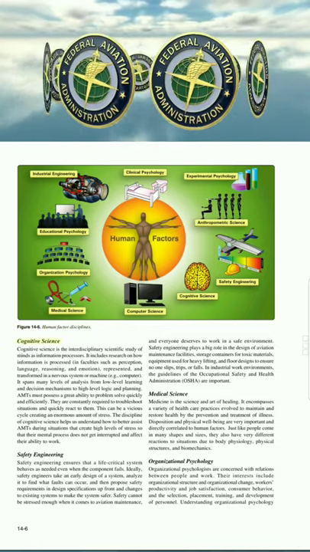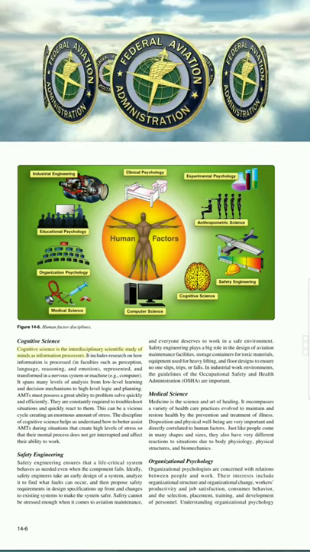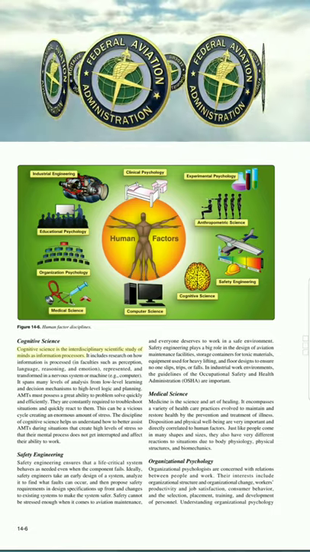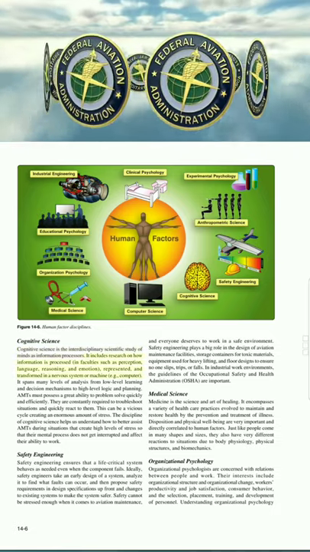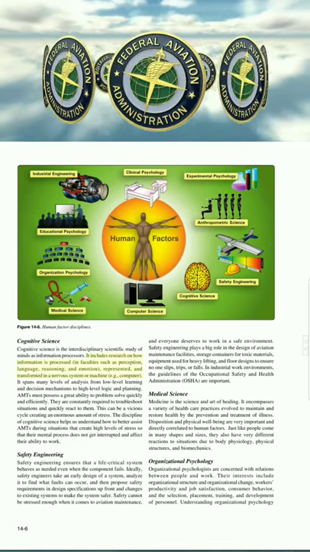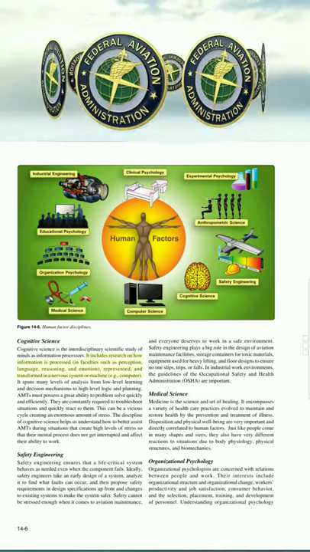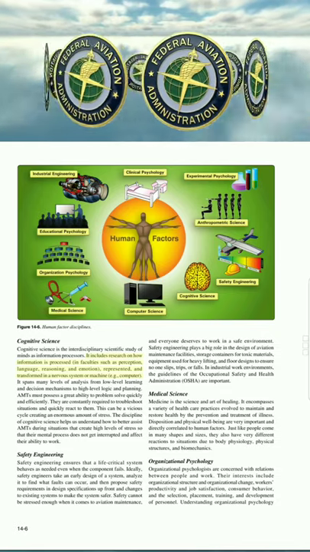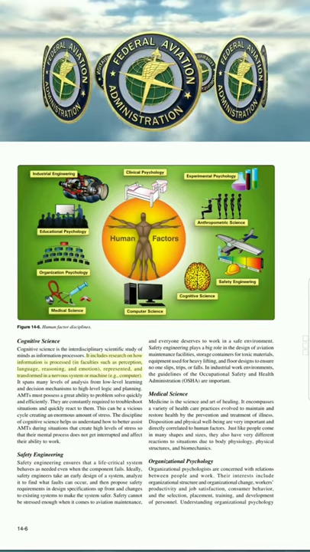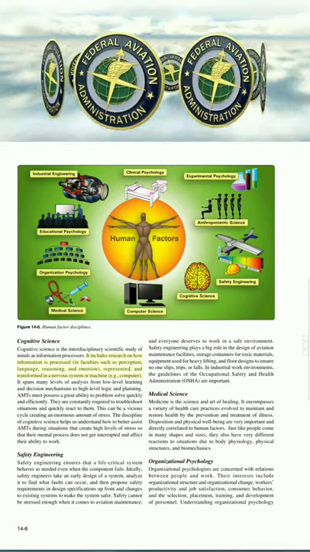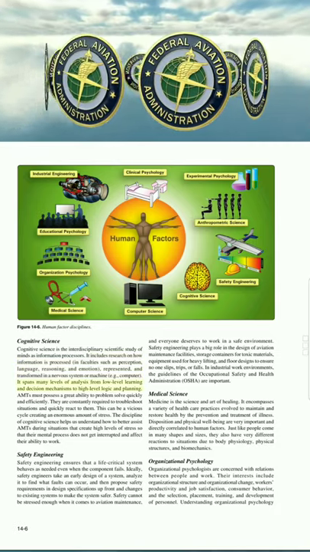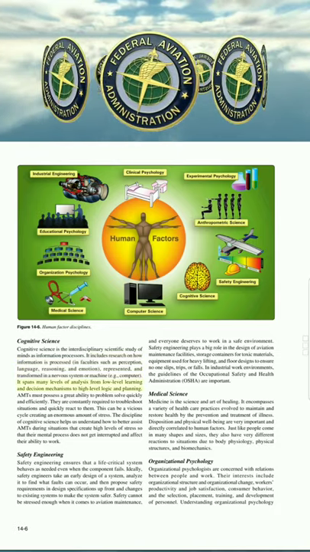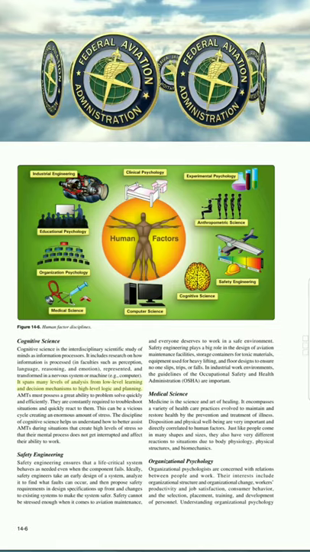Cognitive science. Cognitive science is the interdisciplinary scientific study of minds as information processors. It includes research on how information is processed in faculties such as perception, language, reasoning, and emotion, represented and transformed in a nervous system or machine, for example, a computer. It spans many levels of analysis, from low-level learning and decision mechanisms to high-level logic and planning.